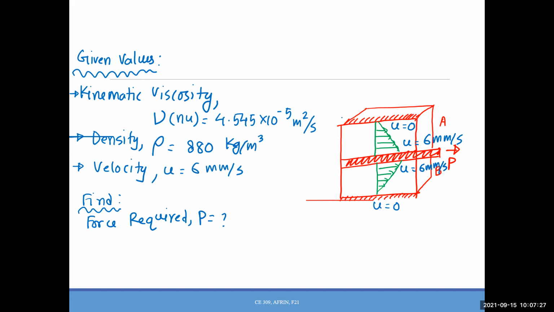And do we know the dimension of each layer? What is the dimension here? 6 millimeters? 4. And 4. Okay. And what is the dimension here? What is the unit? Meter. Okay. And what is the dimension here? What is the length of the plate?